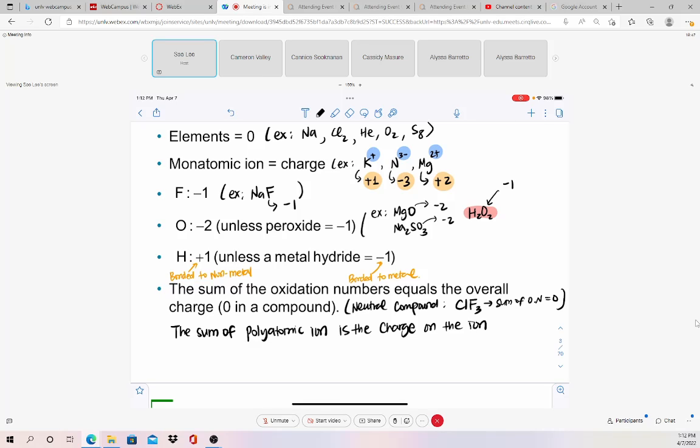However, polyatomic ions such as bromate ion, for example, this is a polyatomic ion where two atoms are bonded together that has a net charge that is not 0. It has a net charge of -1, right? So for this polyatomic ion, the sum of oxidation numbers equals the overall charge on this ion. The sum of oxidation numbers of this polyatomic ion is going to be -1.